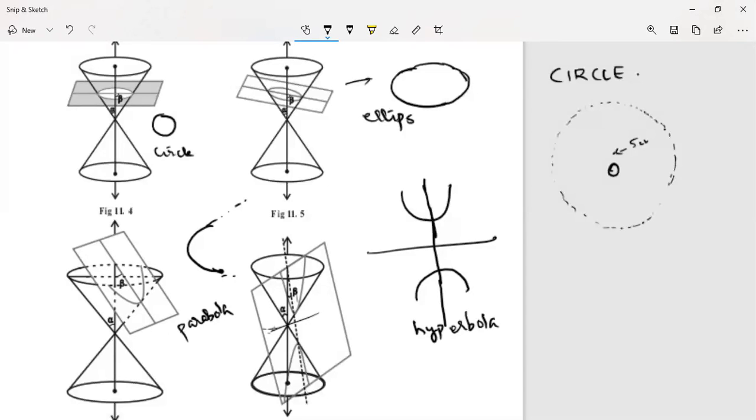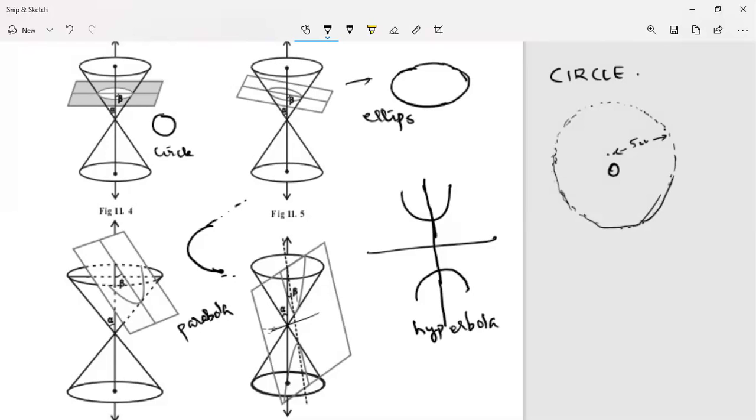It is also called the locus. A locus is the tracing of a figure by a point under some conditions. If a point moves like this, remaining at a distance of 5, it will make a circle. This fixed point is called the center, this boundary is called the circumference, and this distance is called the radius. So this is the definition of the circle. You already know about center and radius.